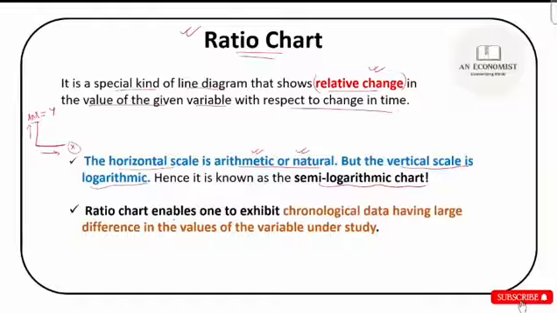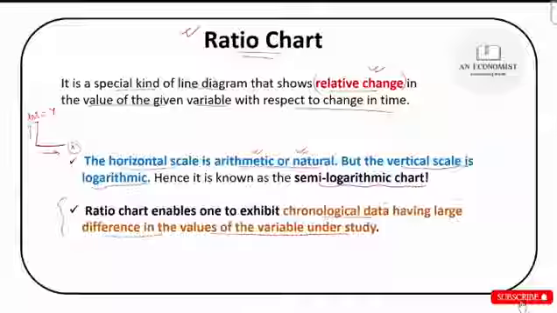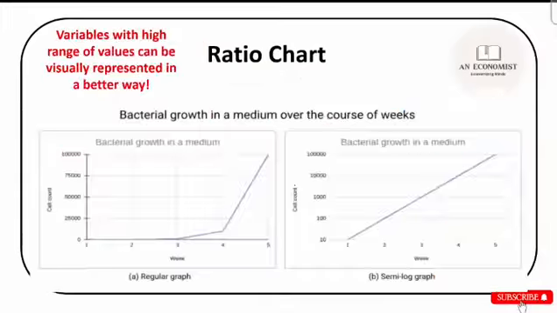Now a ratio chart enables one to exhibit chronological data having large differences in the values of a variable under study. So when will this chart be useful? This chart will be useful when the range of values on the y-axis is very large and it is very difficult for you to fit the values using an arithmetic or natural scale. And we will show this with the help of an example.